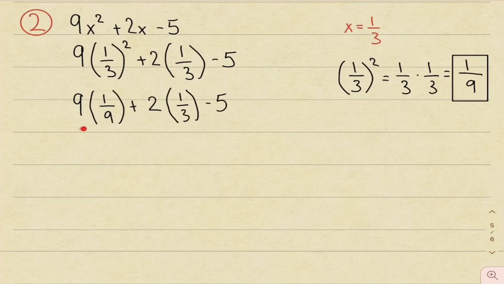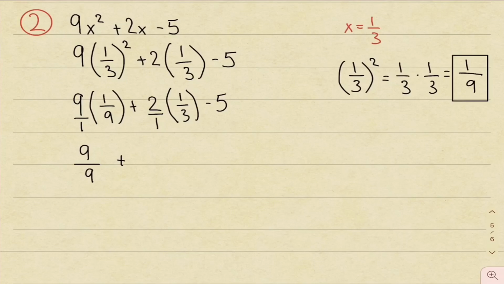So now I have 9 times 1 over 9. How do I multiply that? If I want to make 9 as a fraction, I just put it over 1. Now I have two fractions multiplying each other. 9 over 1 times 1 over 9. How do I multiply them? I multiply the top with the top and bottom with the bottom. So on top I have 9 times 1, which is 9. Over, on the bottom I have 1 times 9, which is 9. So I have 9 over 9 plus, now the same thing, I have 2 times 1 over 3. I can make this 2 as a fraction by putting it over 1. Now I have 2 over 1 times 1 over 3.